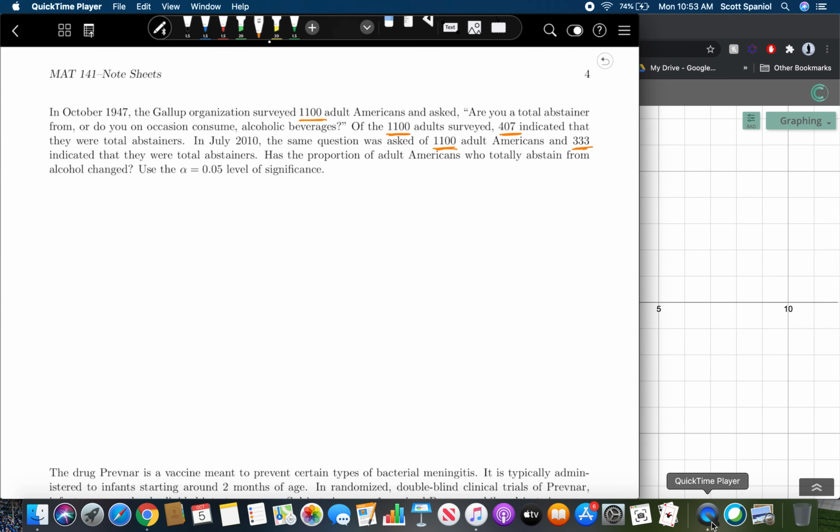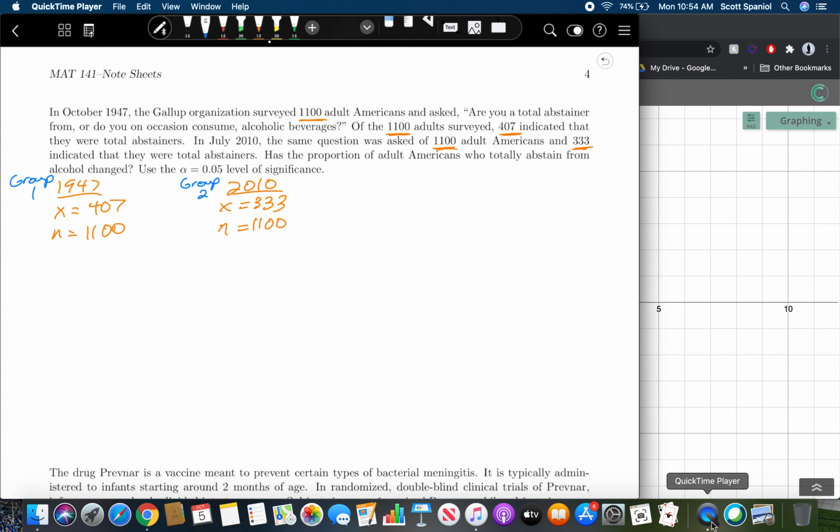Okay, so in this case, we've got 1947 and we've got 2010 as our two groups. And we've got our X and our N for both. Our X for 1947 is 407 and our N was 1100. And for 2010, our X was 333, and our N was 1100. Now in this case, we don't have letters we can use, so I'm going to call this one on the left group 1, and we'll call this one on the right group 2.